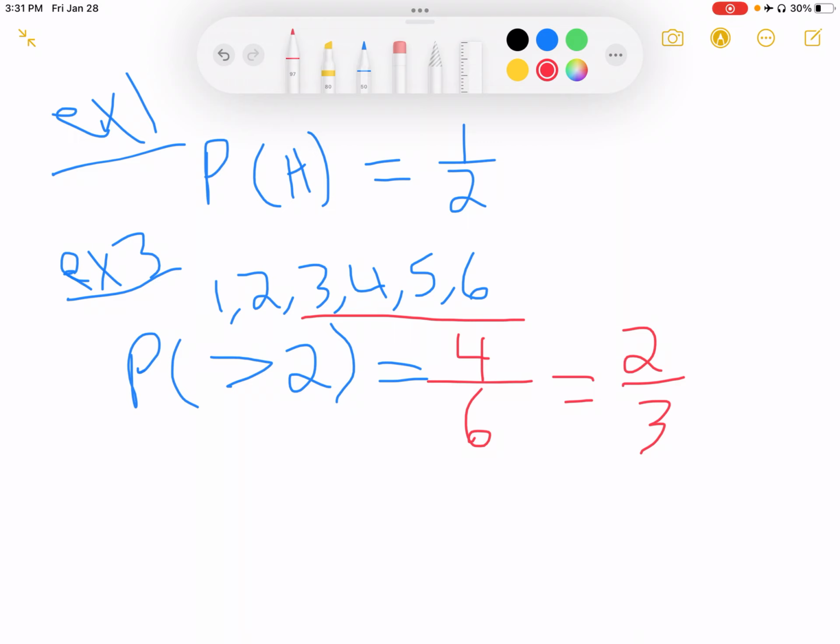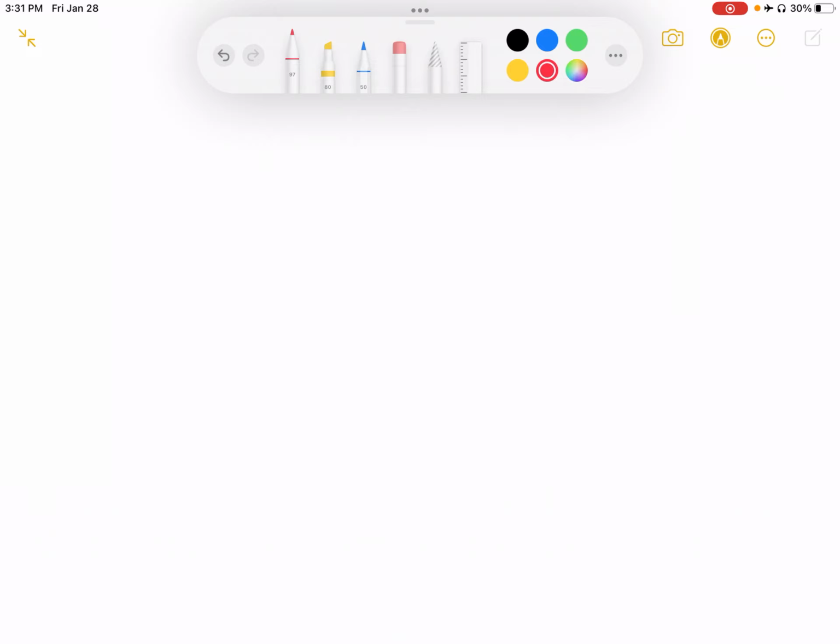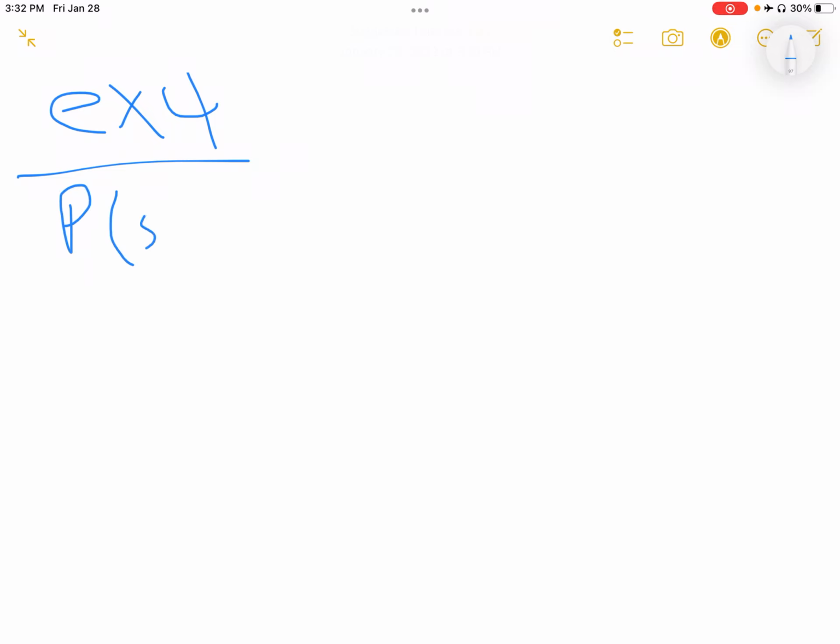Okay, and then for this next example, I'm going to go ahead and do a new one. So we have example 4 here. Example 4 says that we're rolling 2 dice. So 2 dice are rolled. What is the probability that the sum of the numbers is 7? Okay, so we say probability, and then we say sum is 7.